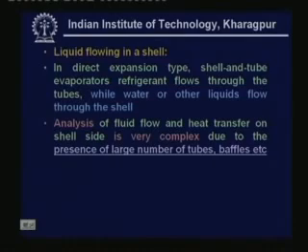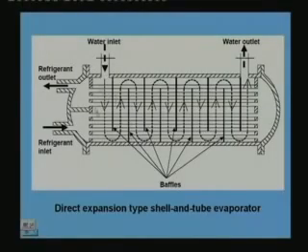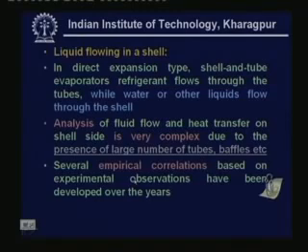Analysis of fluid flow and heat exchange on the shell side is very complex due to the presence of a large number of tubes, baffles, etc. Okay, so this is complicated again from the design point of view, because you can see that there are a large number of tubes, again a large number of baffles, etc. So the prediction of heat transfer and pressure drop on the shell side is complicated because of the flow geometry. Several empirical correlations based on experimental observations have been developed over the years for predicting the pressure drop and heat transfer coefficients on the shell side.